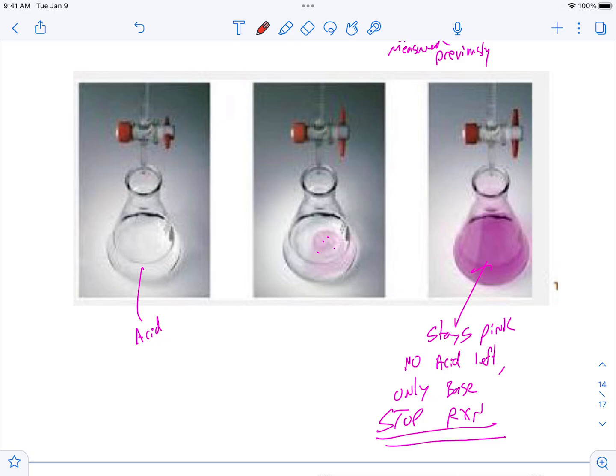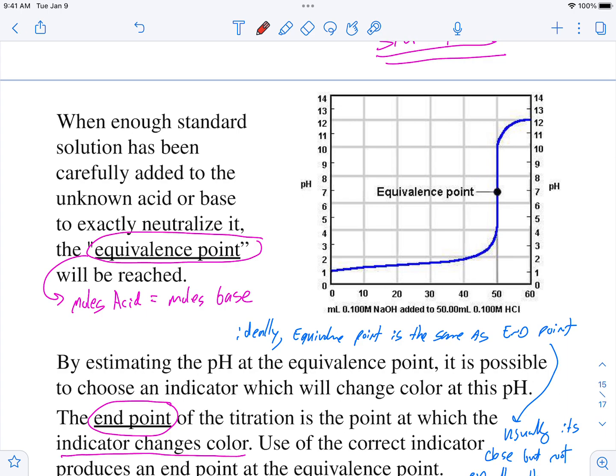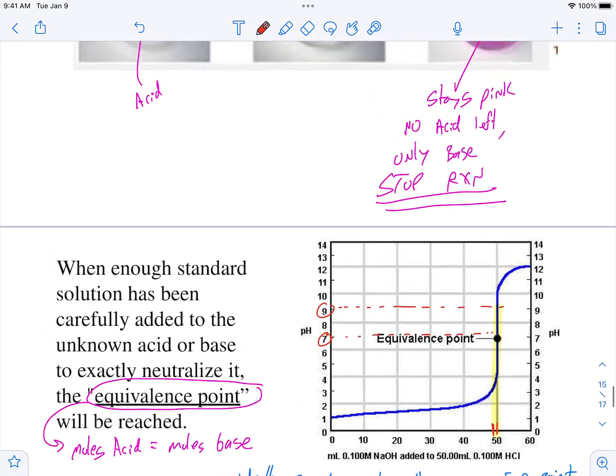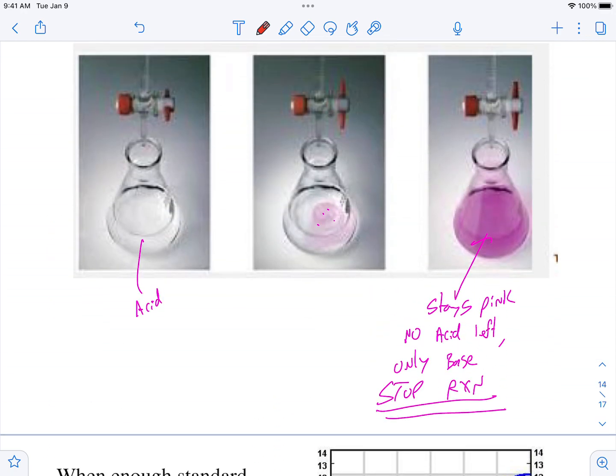So 7 and 9 are pretty close to each other, at least on a graph, because if I look and see where's the pH of 7, where's the pH of 9, if we track this down, how far apart are those two volumes on the x-axis? Are they really far apart, or are they really close? They're really close. Okay. All right, so the equivalence point is when the moles are equal. The end point is when the indicator changes color. The indicator that we are using is phenolphthalein, which changes color at a pH of 9. pH of 9 is close to a pH of 7.